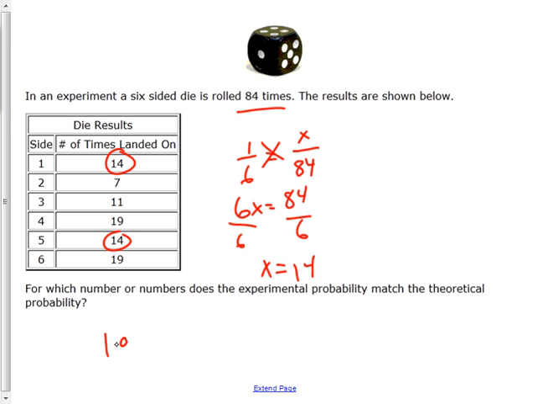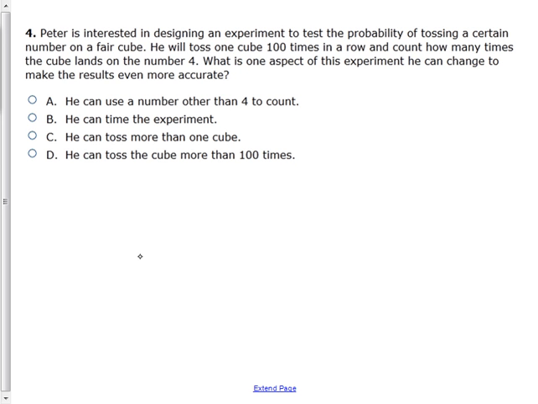We would say 1 and 5 match. Okay. So remember, theoretical is what should happen. Experimental is what actually happens. They don't have to match. You'll notice most of them didn't. But these two actually did land on the theoretical probability.